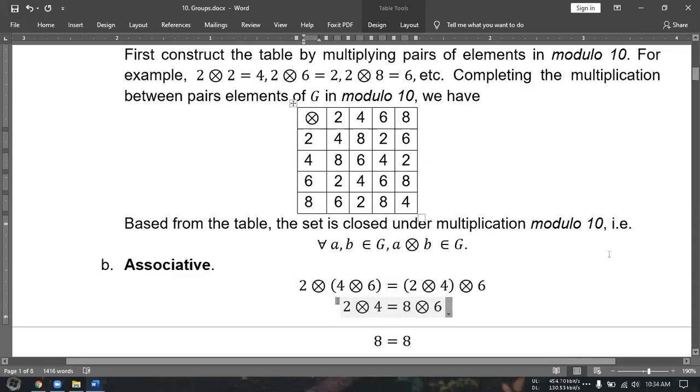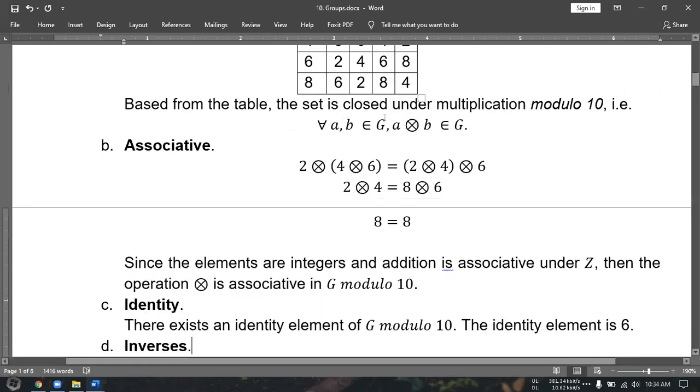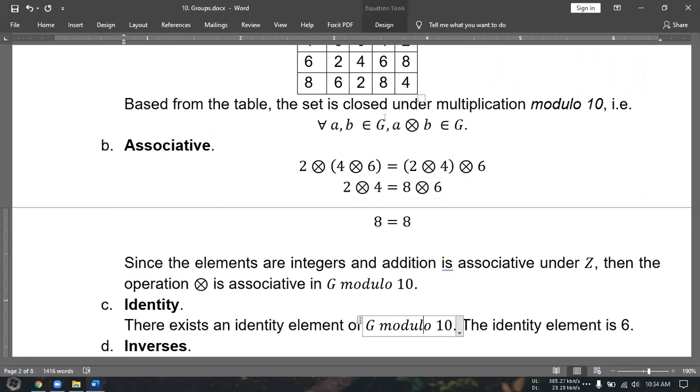You can clearly observe that in the column of 6. 2 times 6 is 2, 4 times 6 is 4, 6 times 6 is 6, 8 times 6 is 8. Therefore, 6 here is our identity element. So, existing yung element natin. The identity element of G modulo 10 exists, which is 6.